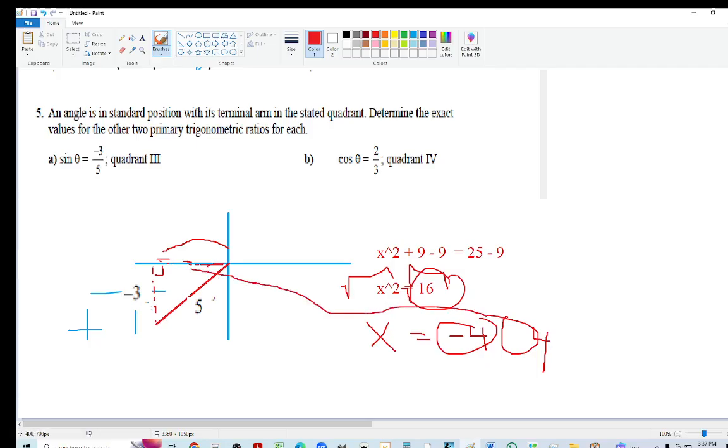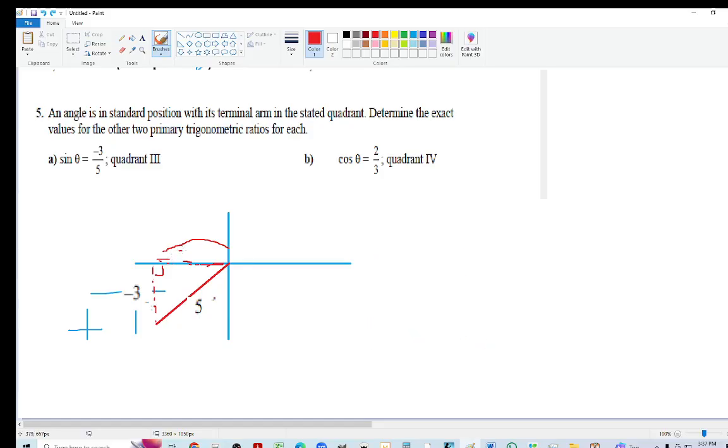We just got to figure out which one is applicable. Well, we know we're in quadrant 3, where all x values are negative. So that means this adjacent here is actually -4.